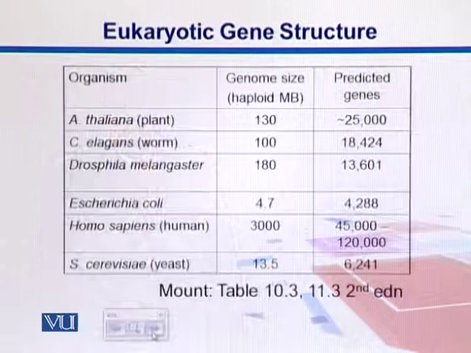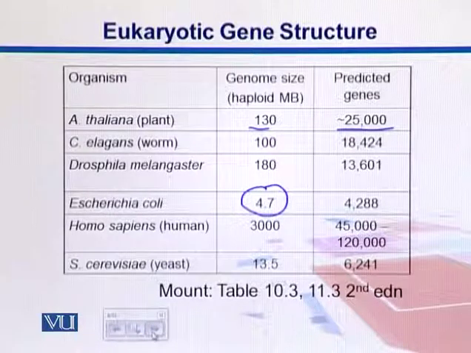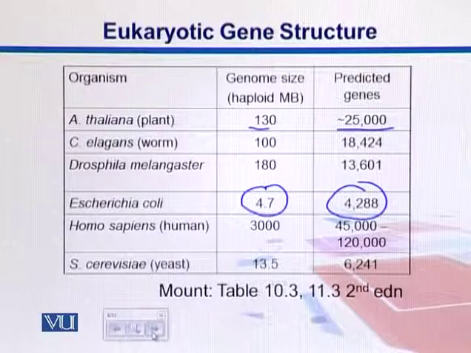We can look into this table right here. Here we have different genomes, mostly eukaryotes, and we see that the size of the genome in Arabidopsis is 130 MB, and the number of genes is approximately 25,000. E. coli, a prokaryote, a bacterium, is here. Genome size is 4.7, and there are over 4,000 genes. In humans, the genome size is 3,000 MB. MB here is not megabytes, it's mega base pairs. So we have 45,000 expected genes, which is actually 45,000 to 120,000, though slightly over 30,000 have been identified.